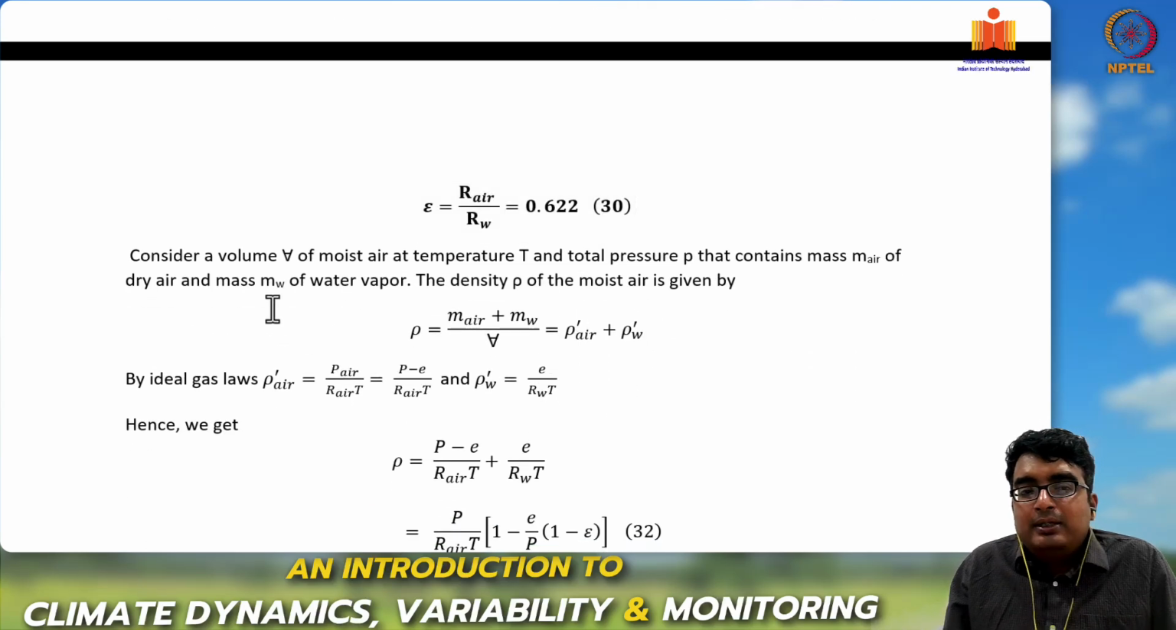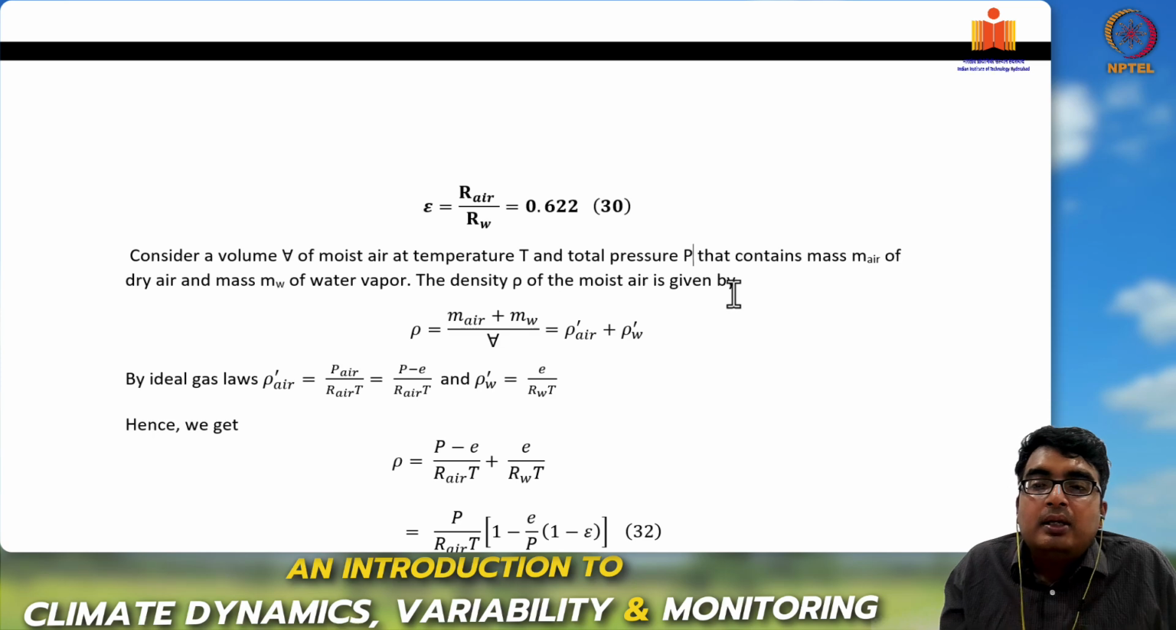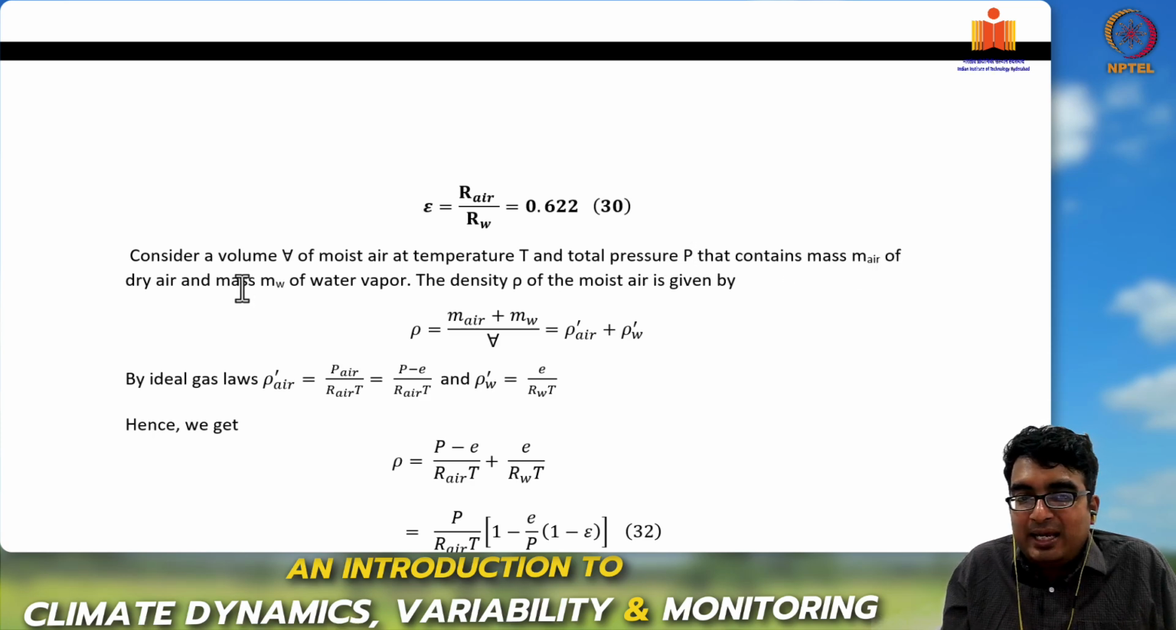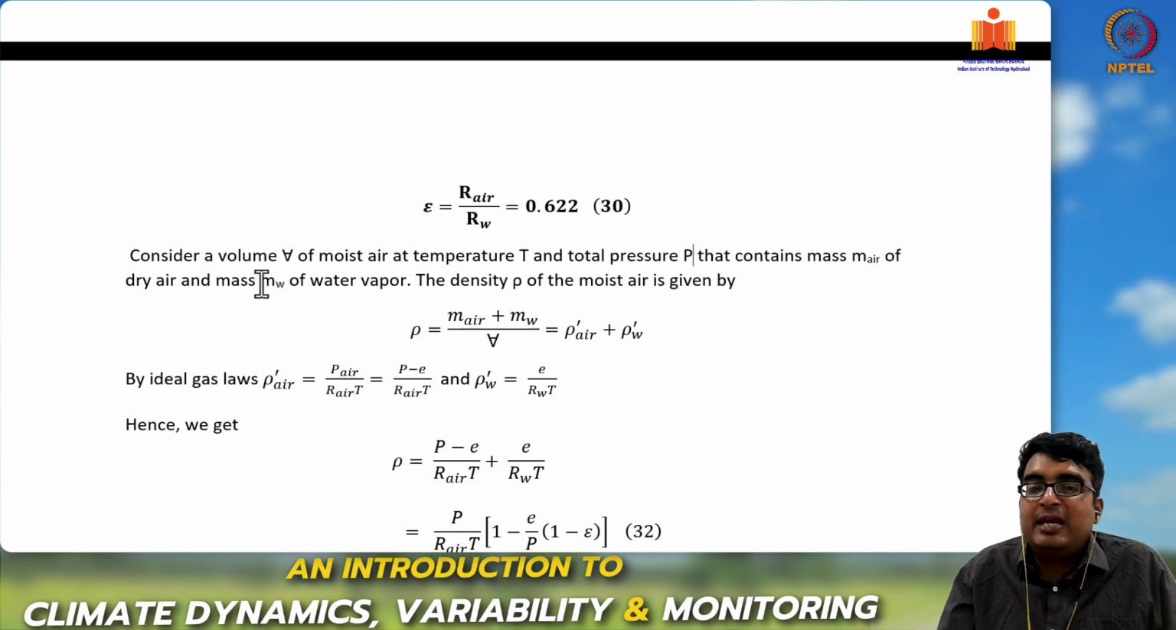So now let us consider a volume of moist air at a certain temperature T and the total pressure is P for this system. Usually P is in capitals, so I will write this as capitals. And this volume of moist air, which is at temperature T and total pressure P, contains m air of dry air and mw mass of water vapor. So the total mass m is m of dry air plus m of water vapor, m air plus mw.